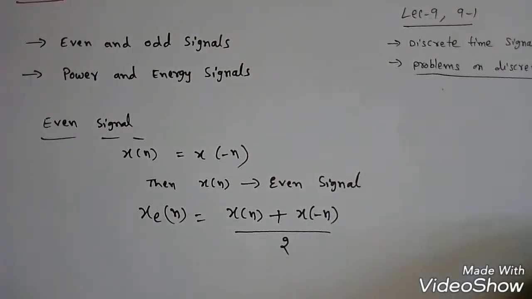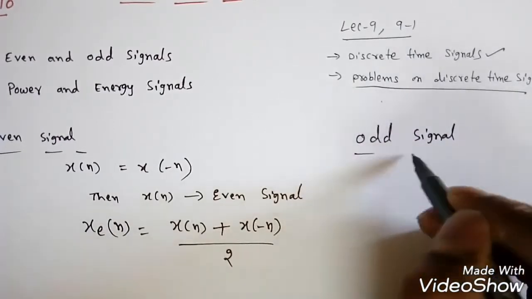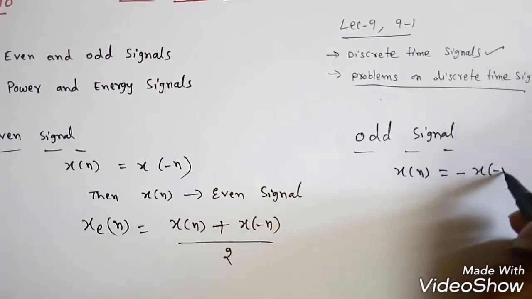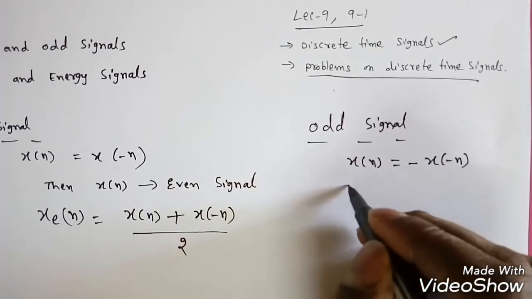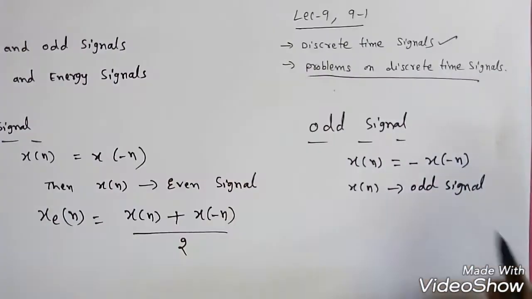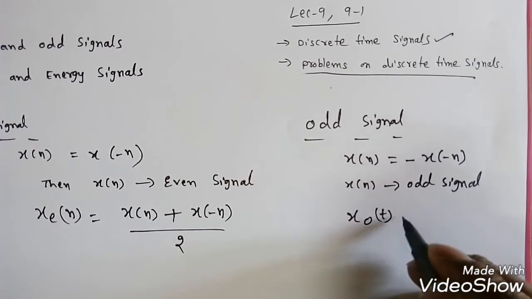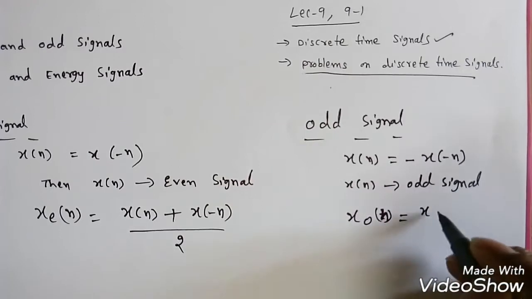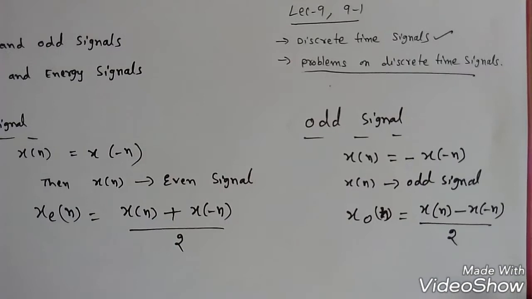Similarly, the odd signal. Any signal can be called odd if x of n is equal to minus x of minus n. If this condition is satisfied, then we can say x of n is an odd signal. Now how to find the odd portion of the given signal, that is x odd of n is equal to x of n minus x of minus n, by 2.